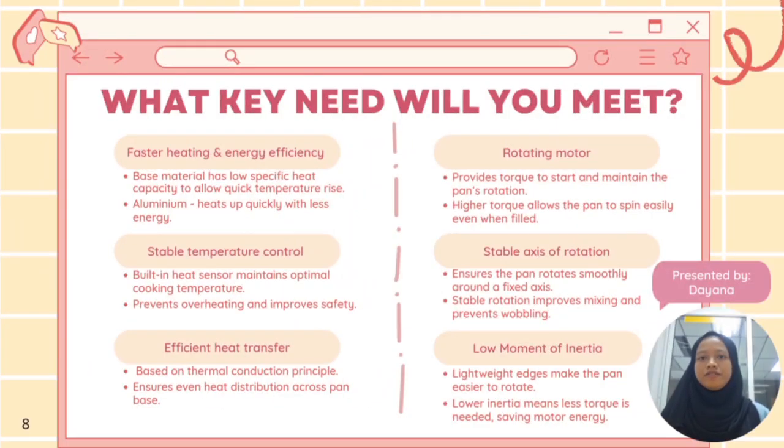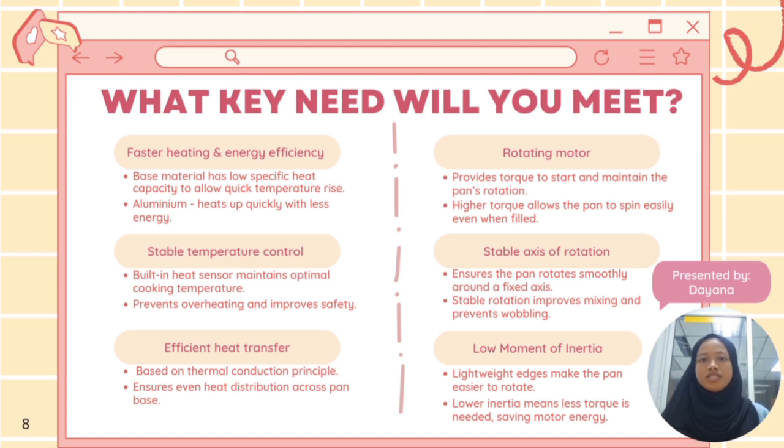From the perspective of thermophysics, there are several key needs that will be met. Firstly, the fan must support faster heating and greater energy efficiency. This is achieved by selecting a base material with low specific heat capacity. For instance, aluminum heats up quickly while using less energy, allowing for rapid temperature increase and better energy conversion.